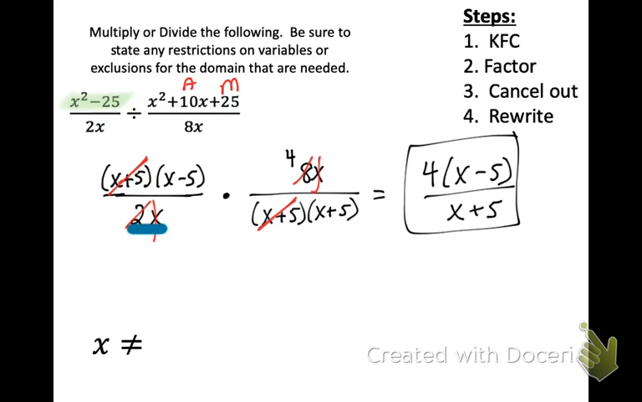Restricted values, I have 1, 2, 3 x's in the denominator. So x can't be 0, because 2 times 0 would have been 0. Can't be negative 5. And again, I have another can't be negative 5. I don't need to write that twice.